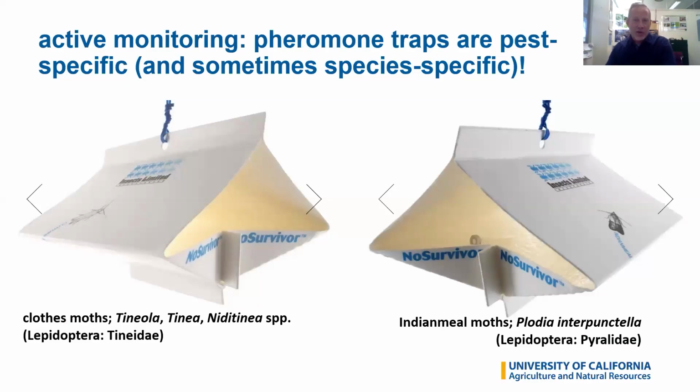Keep in mind that pheromones, if we're using pheromone traps as active monitors, are very pest specific. Sometimes your pheromone trap will only attract one species, and so you really have to know your target species before you deploy something like this. These two traps look identical, but they utilize different pheromones. The clothes moth trap is only going to attract a couple of genera within the Tineidae clothes moths, whereas the trap on the right is designed to attract Indian meal moths. So that's a single species in a different moth family.